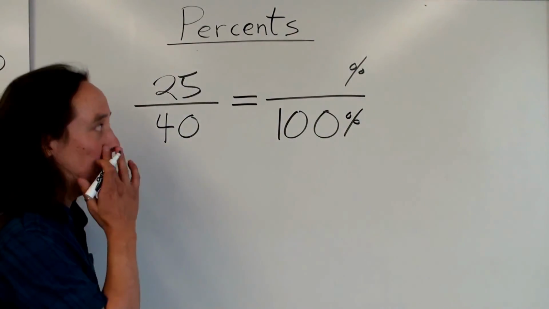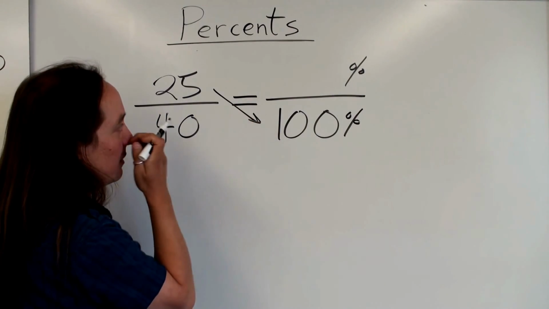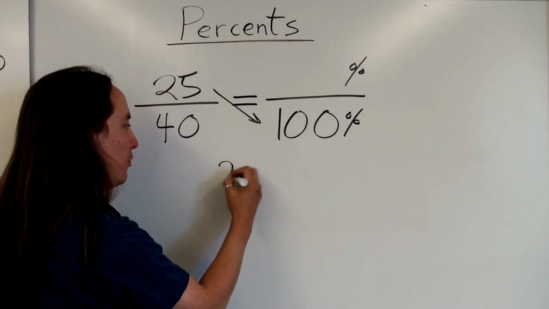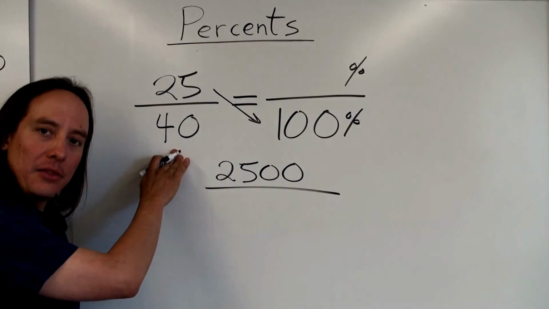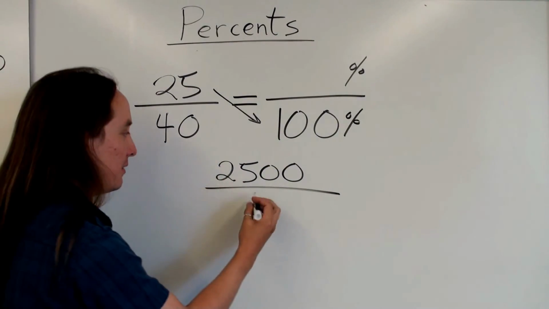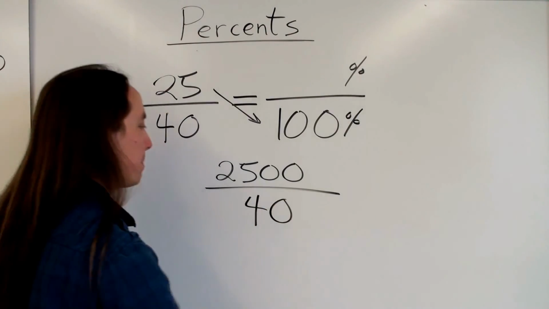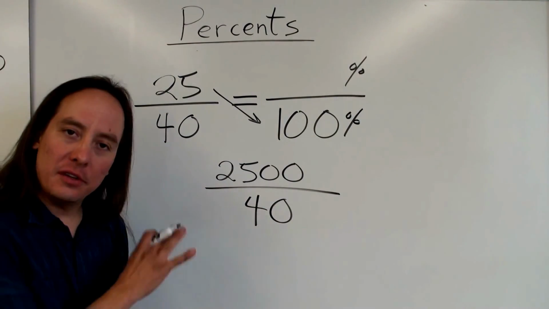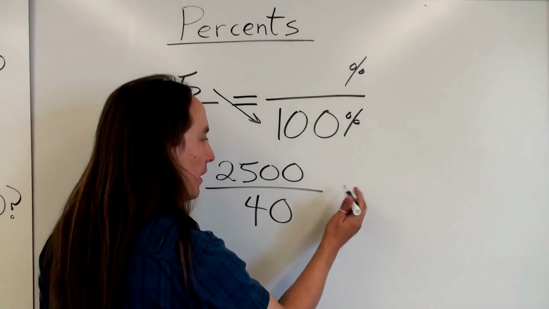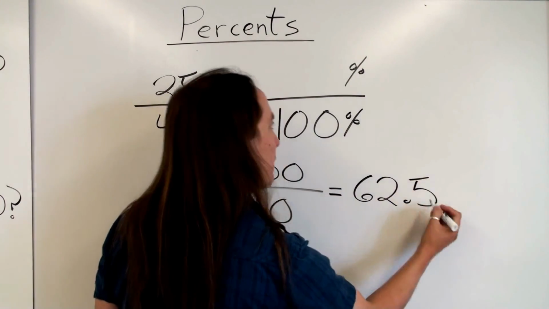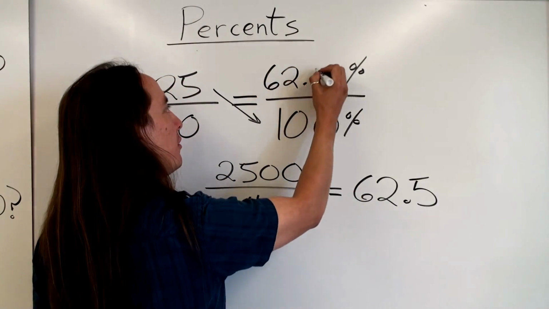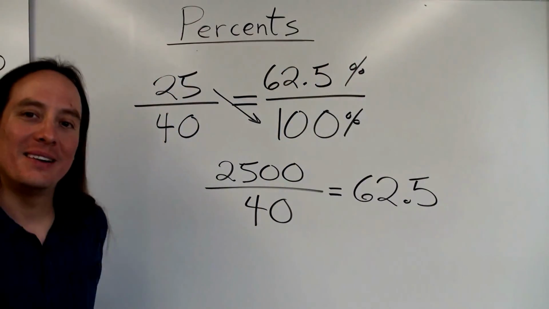All right, so to do the proportion, remember that we just multiply diagonal. 25 times 100 is 2,500. And we'll divide that by the third number that we haven't used yet, and that's 40. Okay. We do the division, and that should give us 62.5. Okay, so 62.5%.